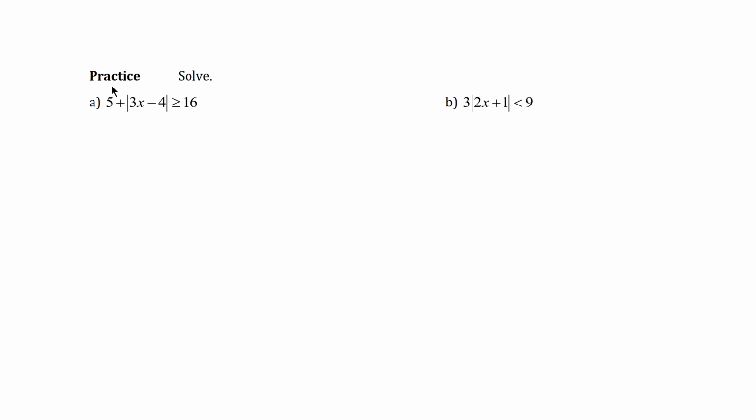Next, we have a practice problem for you to solve. For part A, we have 5 plus the absolute value of 3x minus 4 greater than or equal to 16. For part B, we have 3 times the absolute value of 2x plus 1 less than 9. Okay, so pause the video, work out these problems, and then check back with the video to see the solutions.